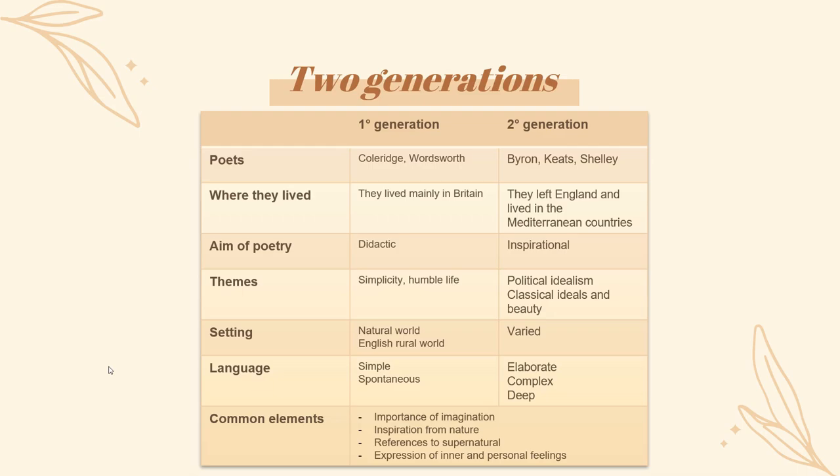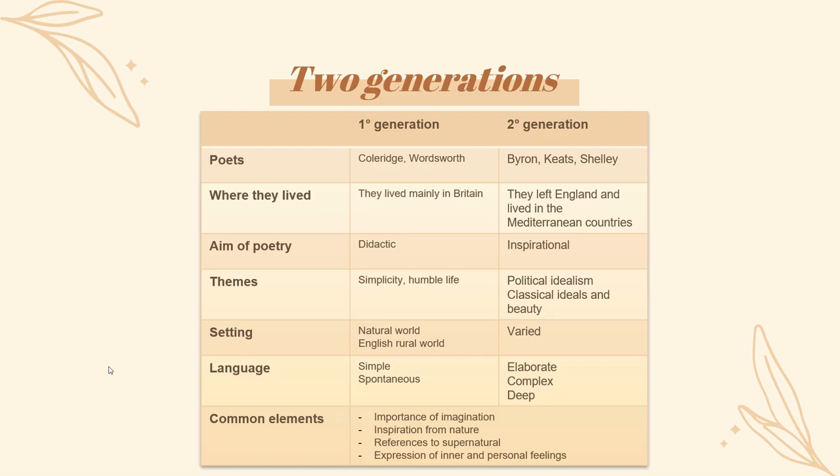The themes for the first generation are simplicity and humble life. The characters are very simple and humble. Whereas in the second generation, we have political idealism, classical ideals, and beauty. And you would think, well, we just said that Romanticism is something that goes against classical ideals. Yes, it's true. But in this sense, and I'm thinking of Keats, for example, they use classical beauty and the ideals of beauty in order to express their imagination, express their inner selves. Okay, so it's not always a mere description of reality, but it's something that powers imagination.